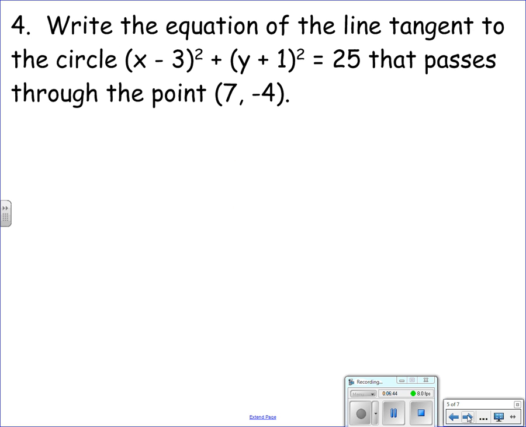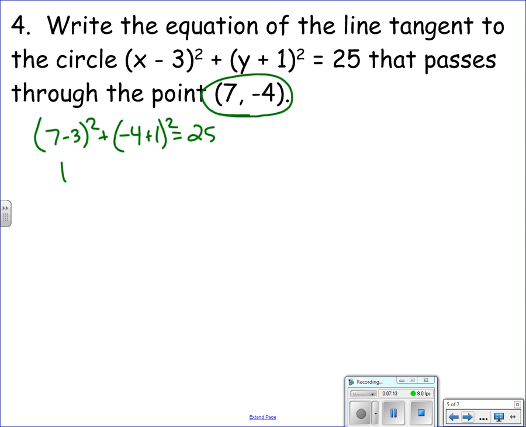Next example. Write the equation of a line tangent to that circle and passes through the point (7, -4). So first thing you want to do is check and make sure, I think the question's a little unclear, check and make sure that this point is actually on the circle. So if I plug in the point, 7, 16 plus 9. Okay, so that's on our circle.